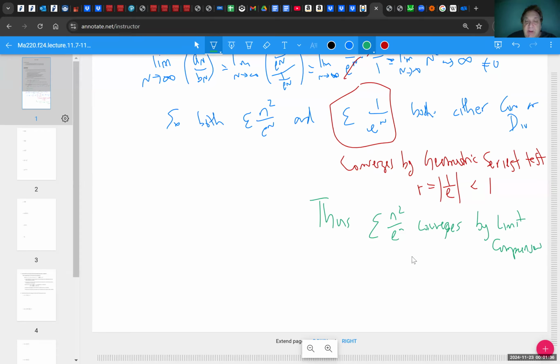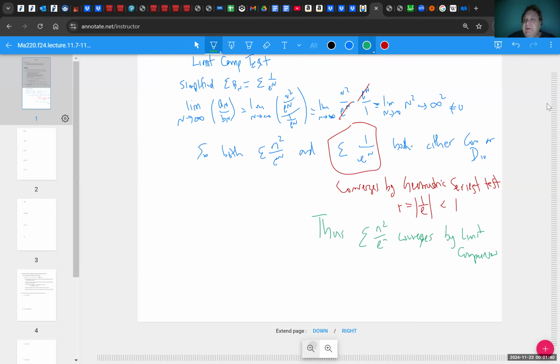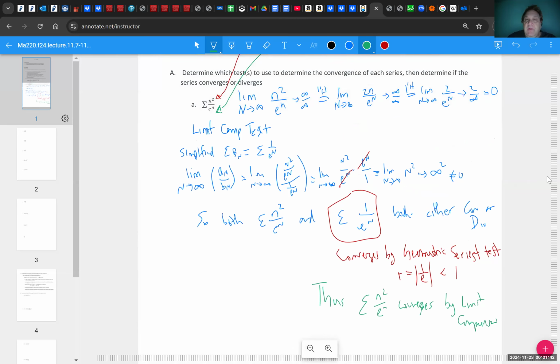Okay, so let me zoom out a little bit here. Our strategy for this particular problem: first we tried the divergence test, up here. We started with the divergence test because it literally takes 30 seconds to see if it diverges, and it would if the limit was equal to 0. It doesn't, so we don't know anything.